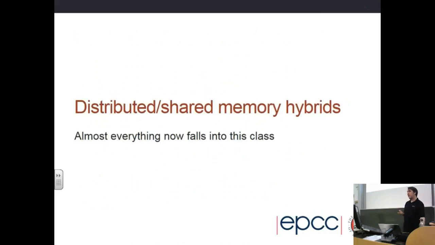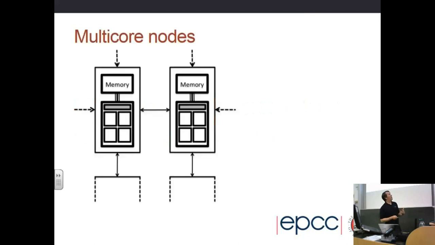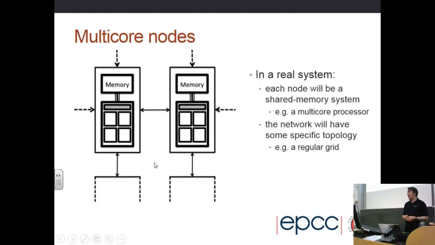Almost everything now is this distributed shared memory hybrid. That's the standard. Each node you buy is a multi-core node. So what I've got here is nodes, each running their own operating system, connected by some interconnect, but each node is a multi-core node. That's all completely universal. Each node will be a shared memory system, a multi-core processor.